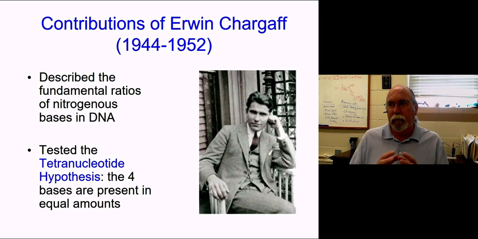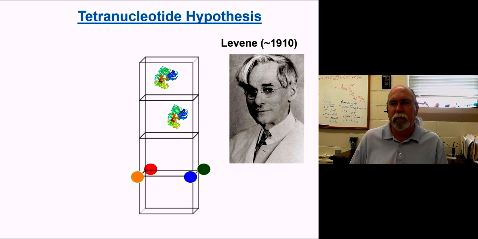This was a hypothesis that had been the mainstay of thought about DNA structure throughout the 1900s. It had originated with Levene in about 1910. Now, you remember from our last lectures, we talked about Levene: about 1909, he described the major components of RNA, and about 1929, the major components of DNA.